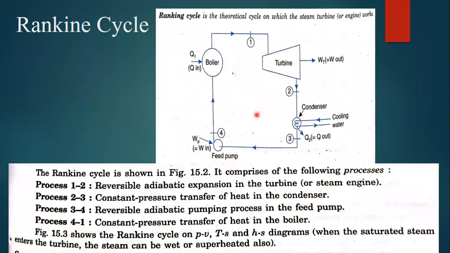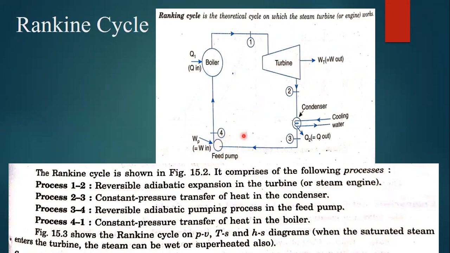Now what is the net work output? Here we are going to produce some work, and at the same time we have to give some work to the feed pump. To run the feed pump, we definitely have to give some work. Of the power developed by the turbine, some is used to run the feed pump, right?